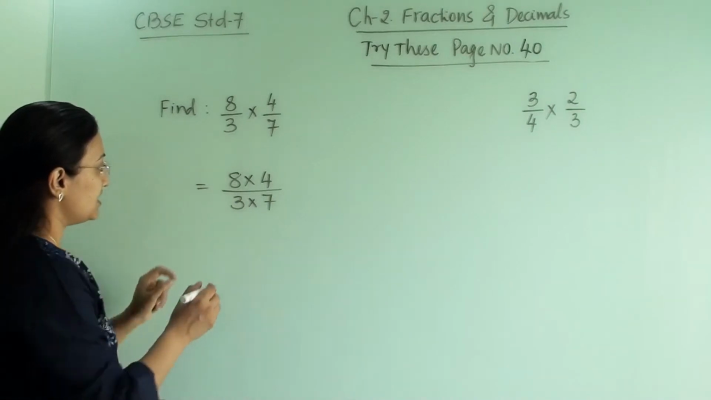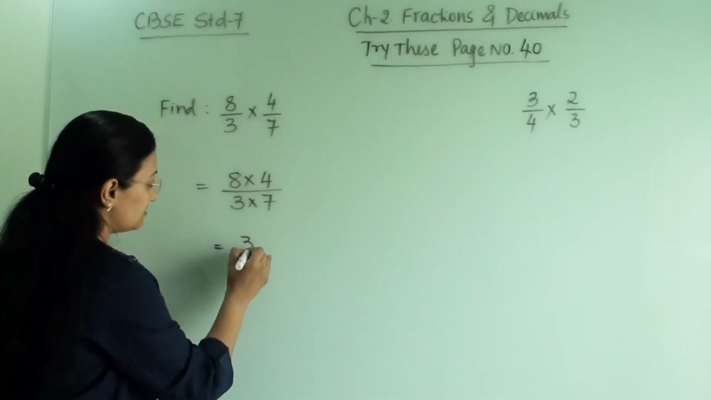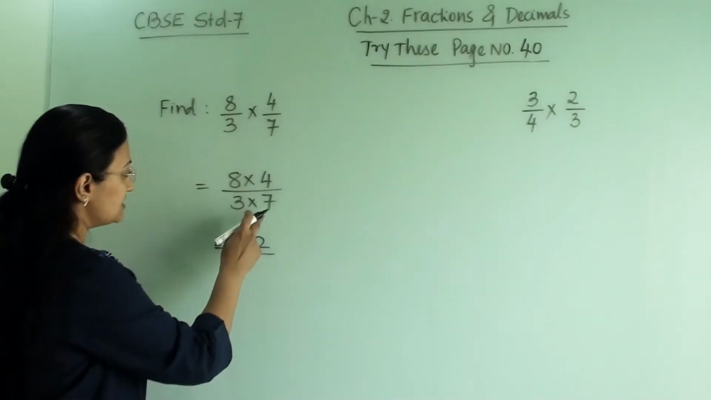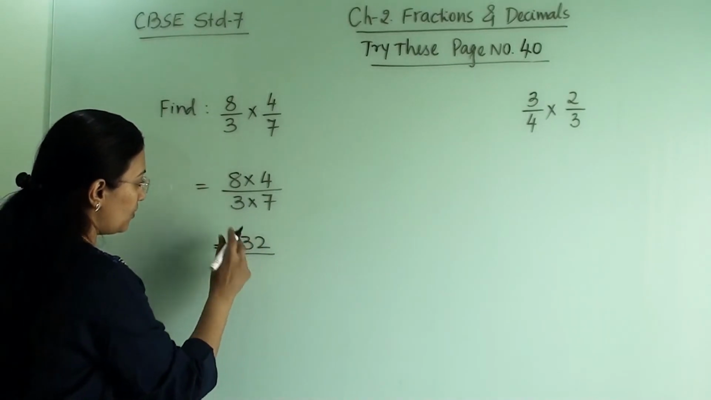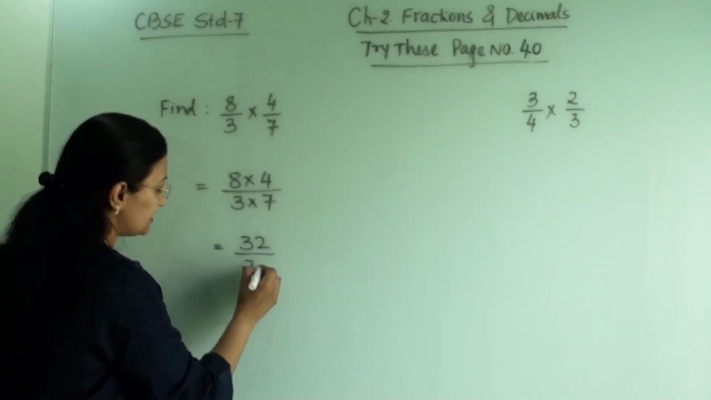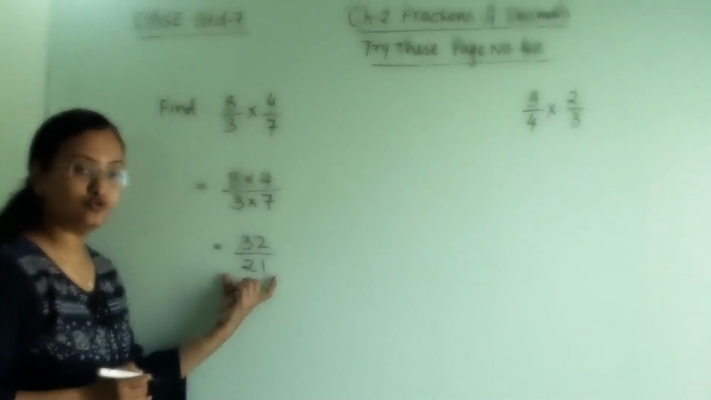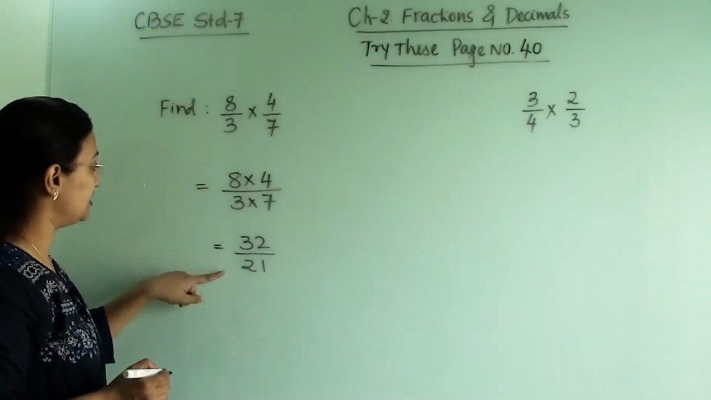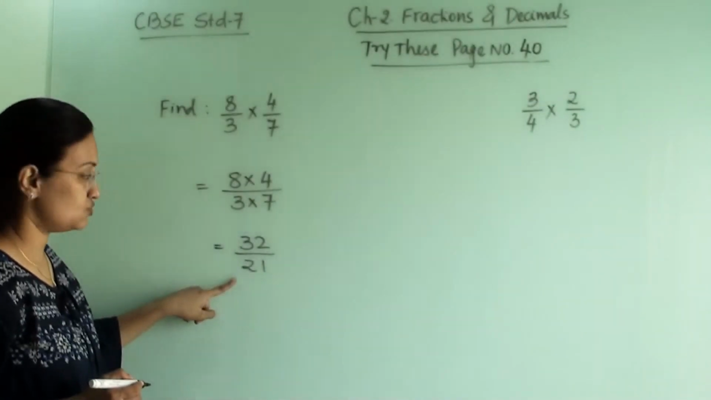So here 8 into 4, we will get 32, and 7 into 3, or 3 into 7, we will get 21. So this is going to be our answer for this multiplication, 32 divided by 21.